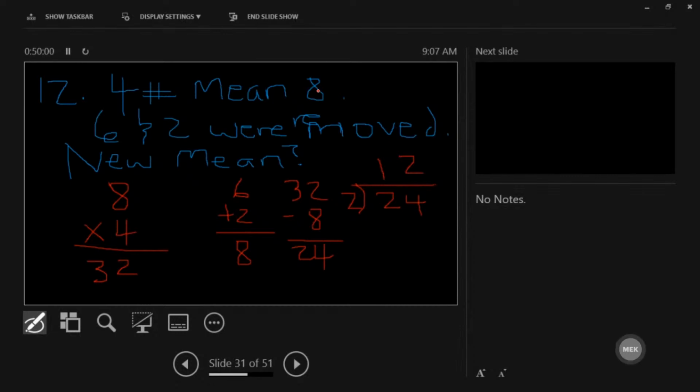So we multiply the first mean by the 4 numbers. The total is 32. 6 and 2 are removed. 6 plus 2, that's 8. So we take out the 8. So the new total is 24 and 2 numbers are left. So 24 divided by 2, that's 12.